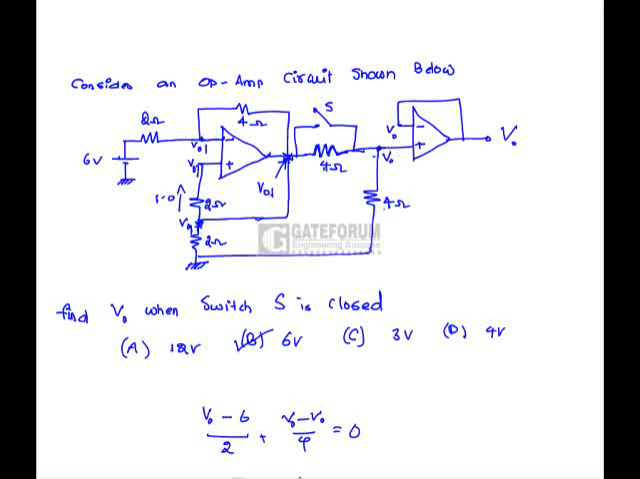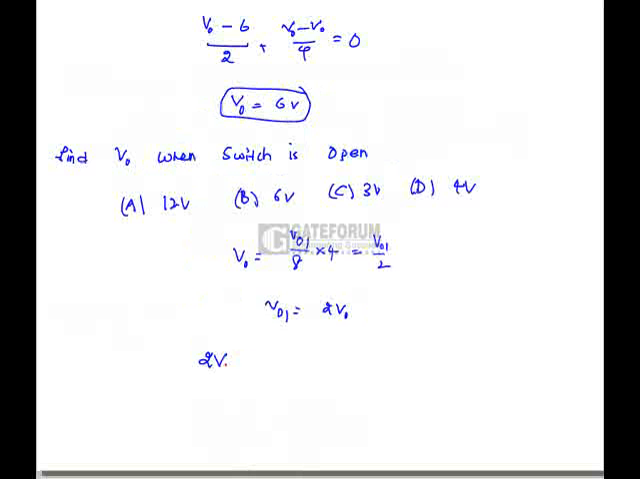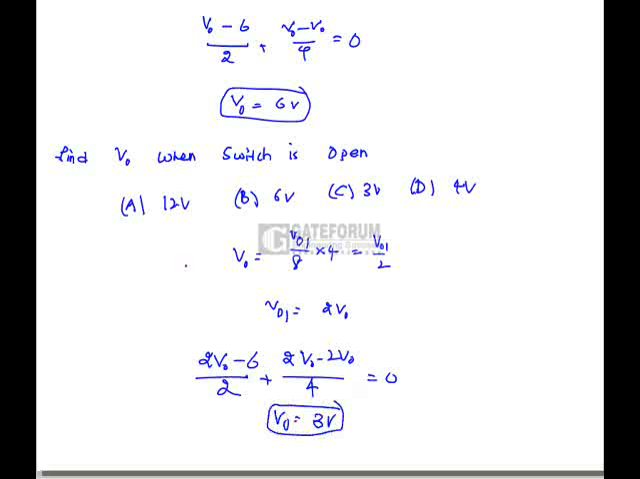So if we apply KCL at this node point, (2V0 minus 6) by 2 plus (2V0 minus 2V0) by 4 is 0. So V0 is nothing but 3 volts. Hence option C is correct.